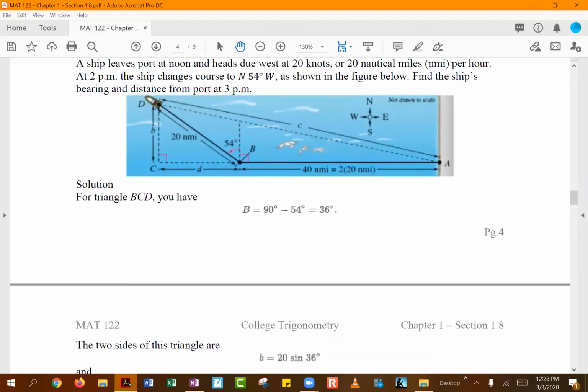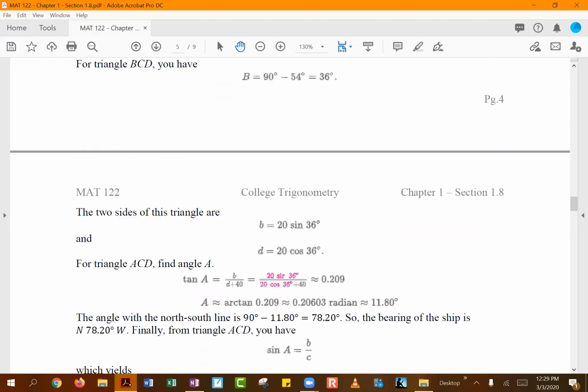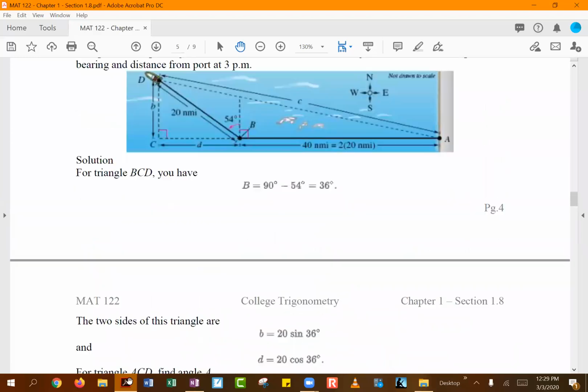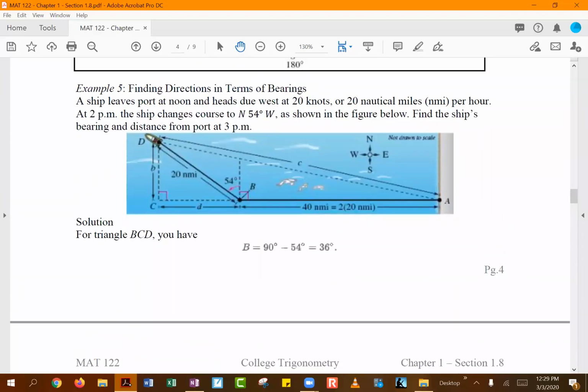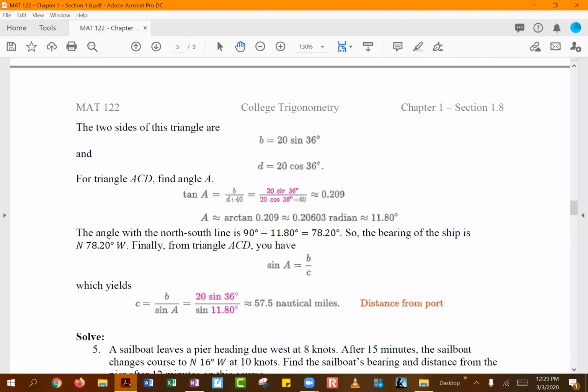Okay, side B is this measurement right here. They're using the sine function on 36 degrees times 20 to get the side B. And then, of course, we need to calculate side D. So now they're using the cosine function, 20 times cosine of 36 degrees, to get your side D. But we are interested in the total distance from the port and the bearing itself. Okay, I see that.